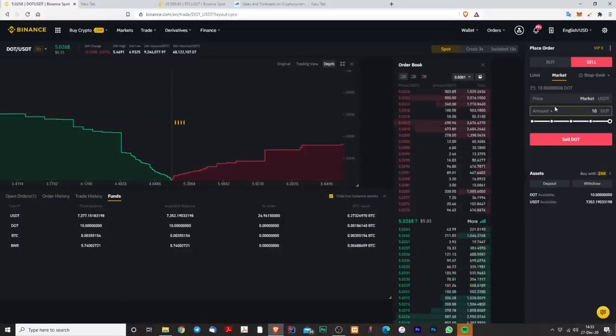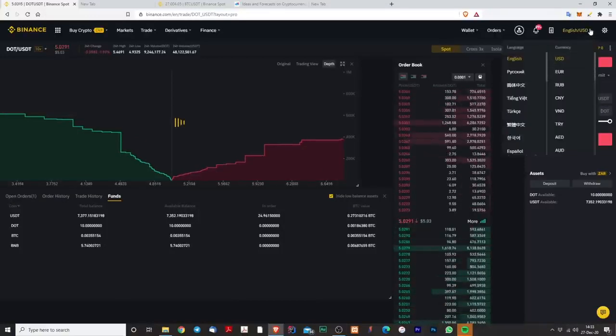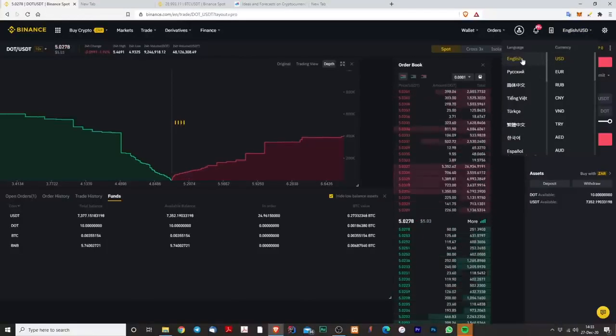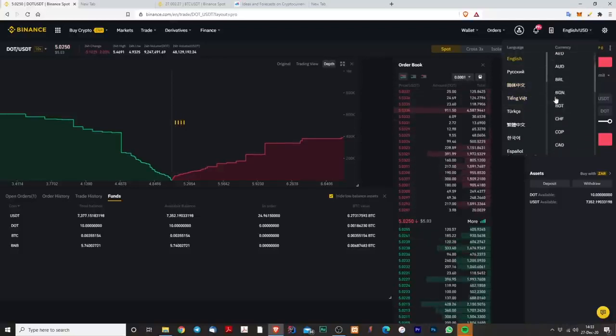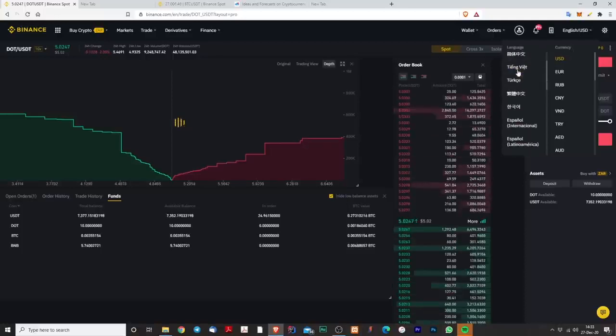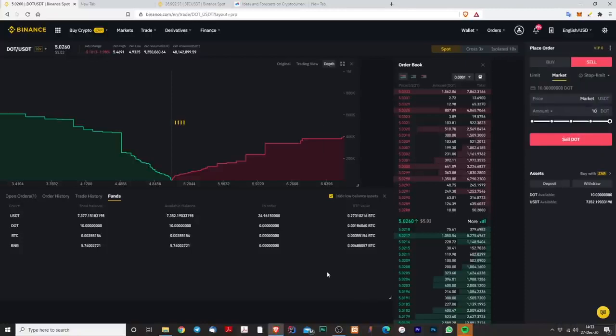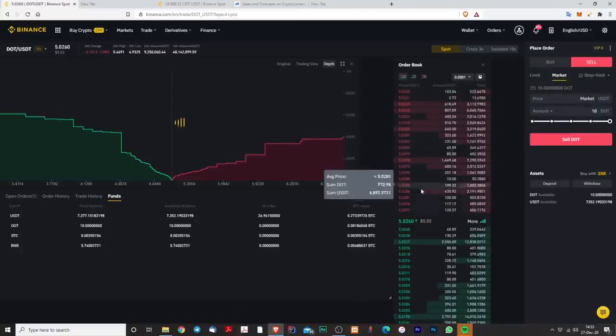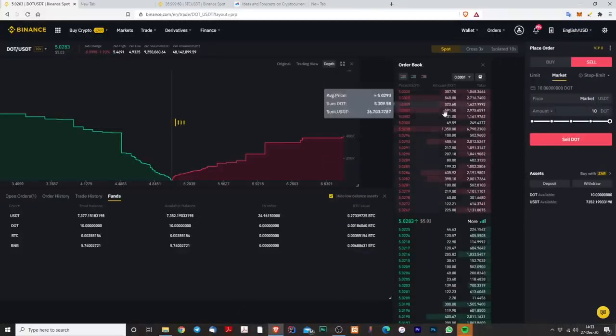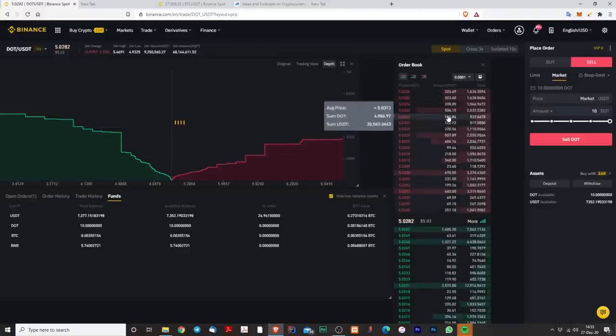And what else is more important? Language. If you want to switch to your favorite language, you can simply click English, or whatever language is best for you, right? Or you can also choose the currency that you want to be seeing. Here you have English, French, Espanol, Dutch, so many other languages. Even Nigerian English is on there as well.